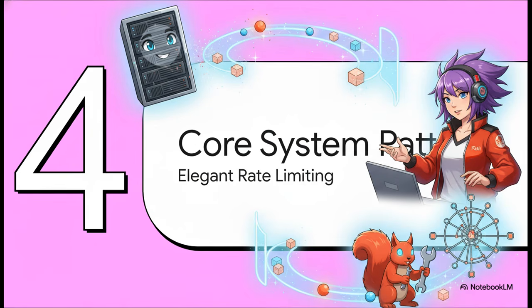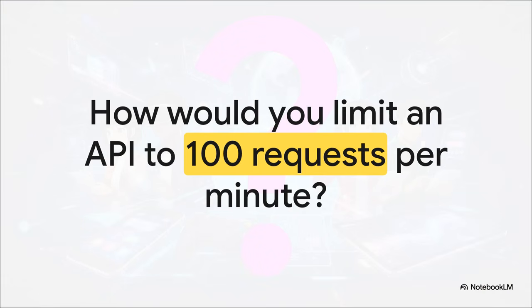It's got to be one of my favorites. So, the problem's pretty straightforward. You have to protect your API from getting totally overwhelmed. You need to enforce a limit, let's say 100 requests per minute for each user. The real question is, how do you do that in a distributed system without creating some massive bottleneck?